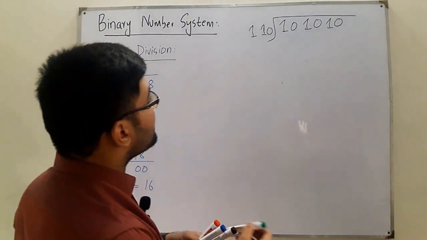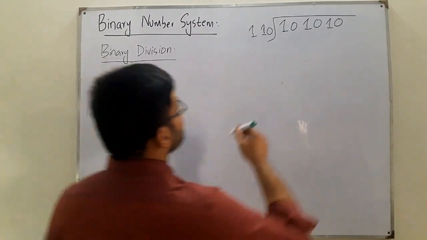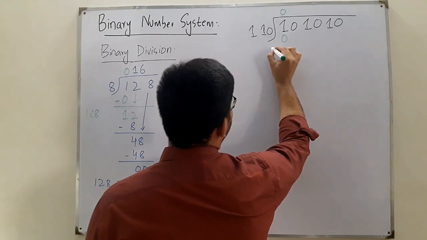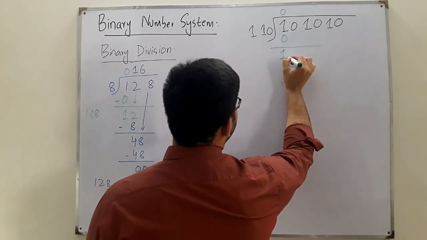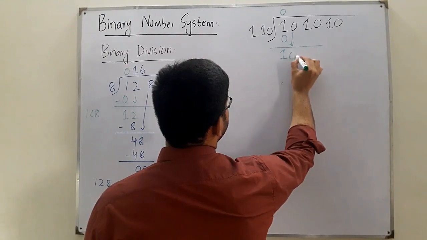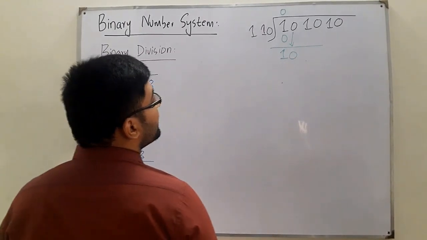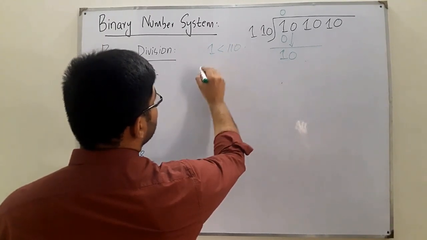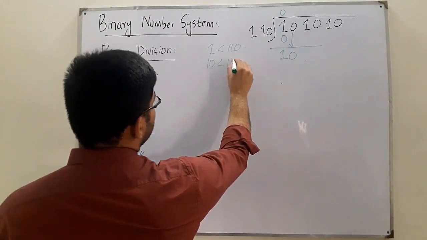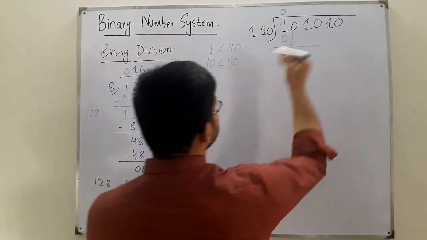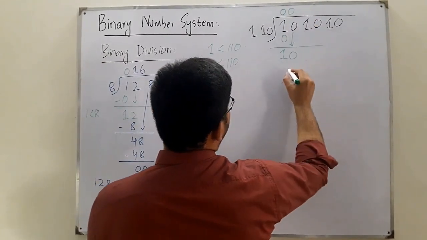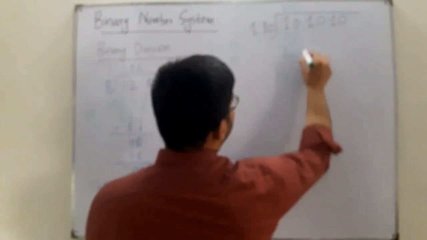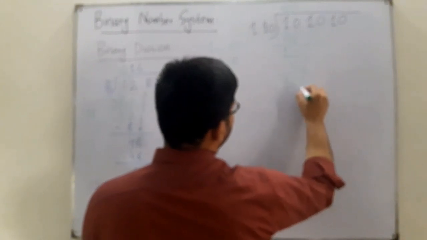This 110 is greater than the 1, so we have a 0 over here. Now this is 1, and this 0 comes down here. All right. Now, for the first step, what was it? 1 was less than 110. Now we have 10 also less than 110, so we again multiply it by a 0, and this is a 0 again. We subtract it again, so this becomes a 10, and this 1 comes down here.